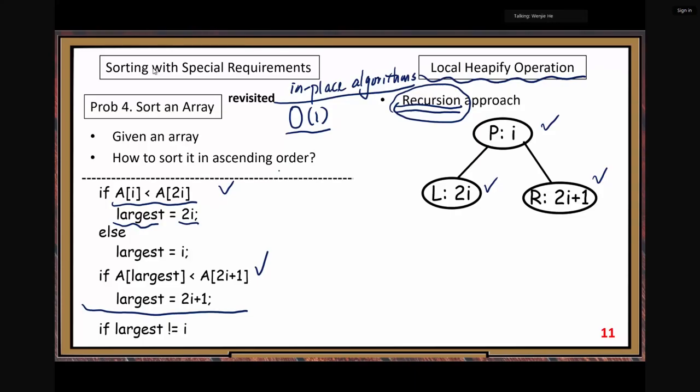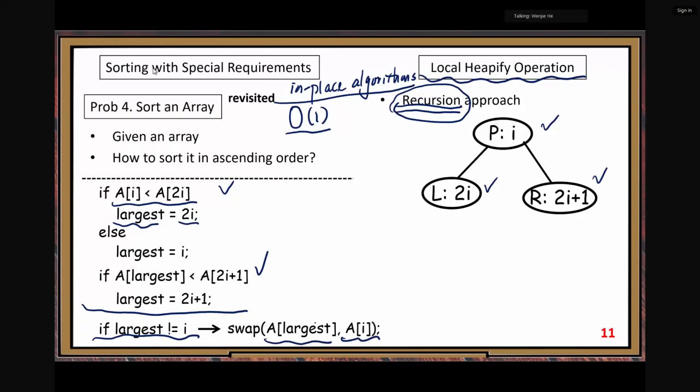But before you do swapping, you want to check if the largest is not equal to i. If not equal to i, then you do swapping, right? If it equals i, that means no violation, because your parent node has the largest value. So if largest is not equal to i, you have a violation, so you need to do one swap operation. What swap operation? Swap between the parent node and A of largest node.